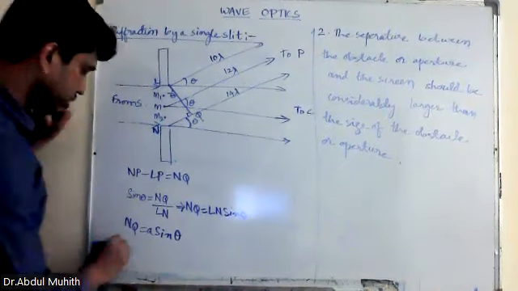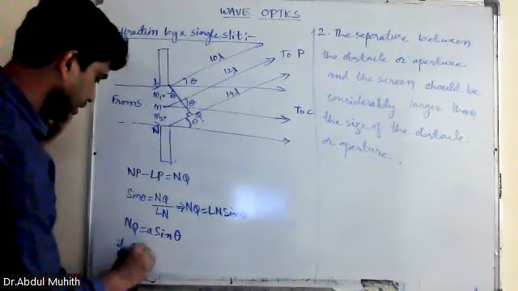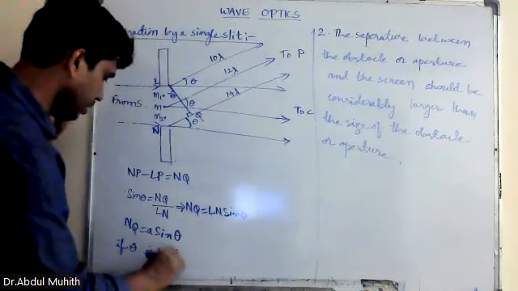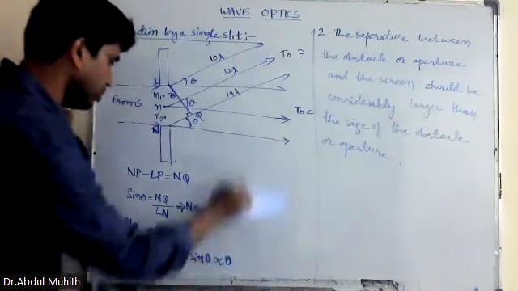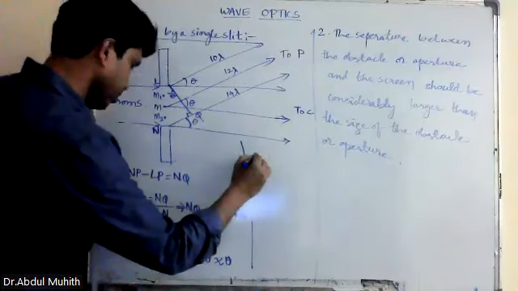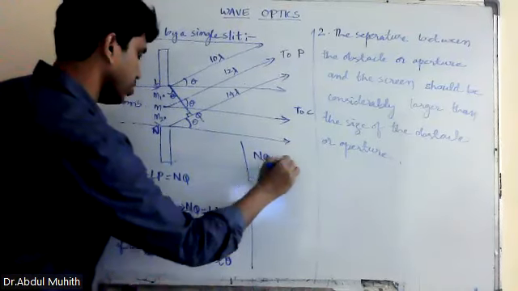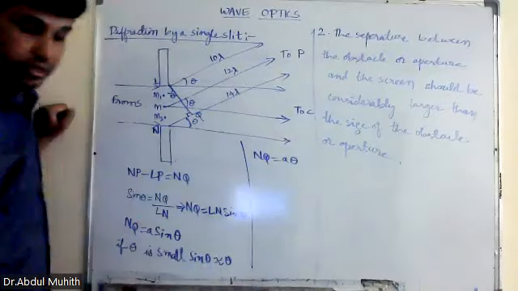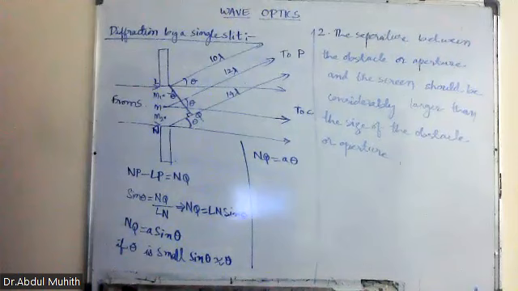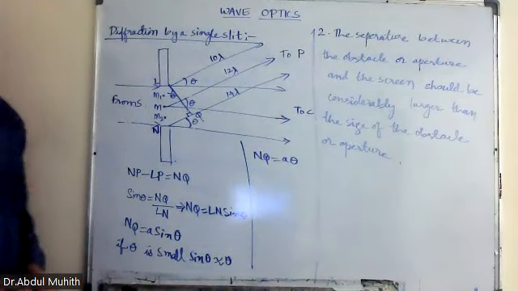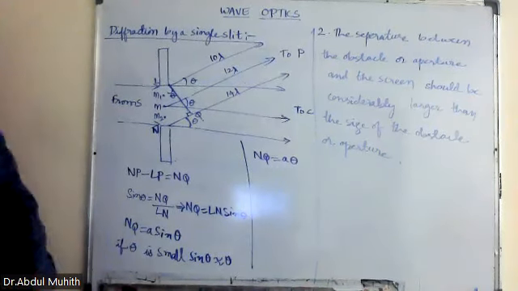NQ value is equal to A sin theta. If theta is small, what will happen? Sin theta will be equal to theta. Understood now? So in that situation, NQ will be equal to A theta. Got it? NQ will be equal to A theta. Is it clear, all of you? Yes sir.